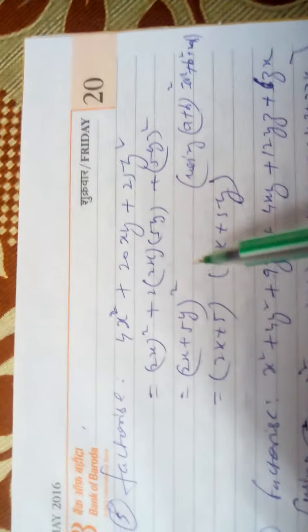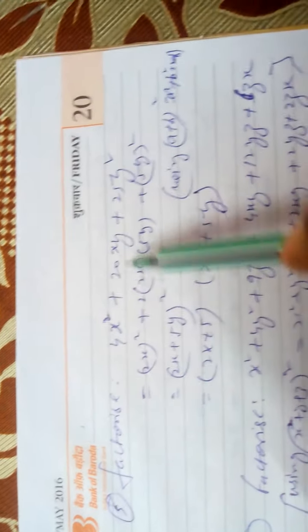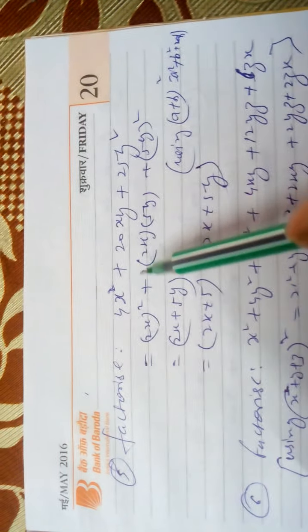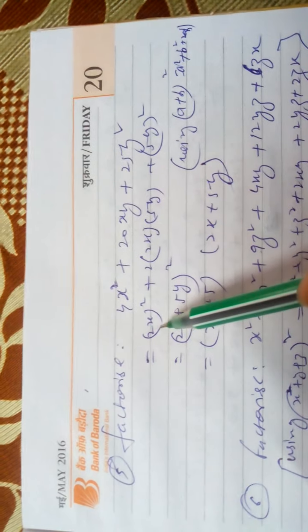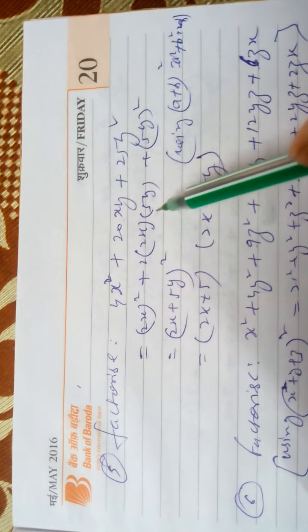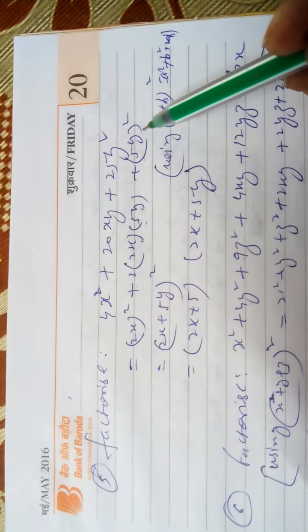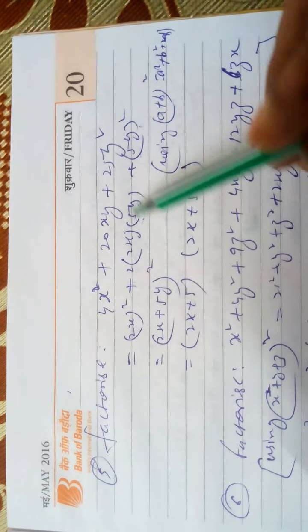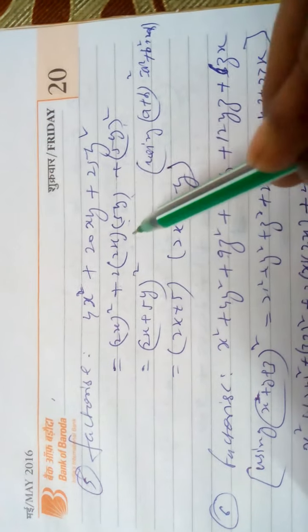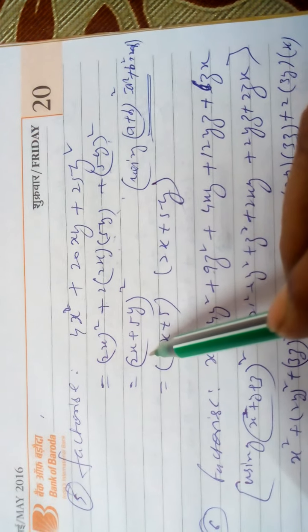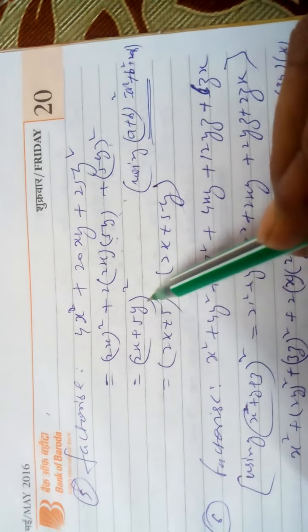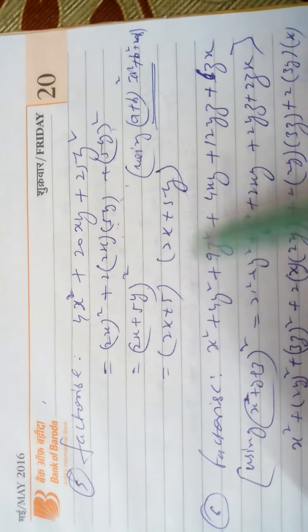Another type of question is given: if the right side of (a plus b) whole square is given as 4x square plus 20xy plus 25, you change it into (2x) whole square plus 2 into a into b plus (5y) whole square. First the squares you change, then 2ab, 2 into a into b. Now use this identity a plus b whole square. You are getting (2x plus 5y) whole square. You write it in two brackets.